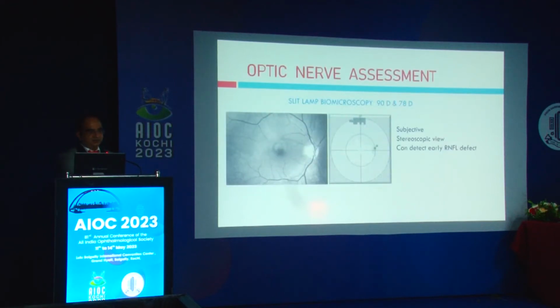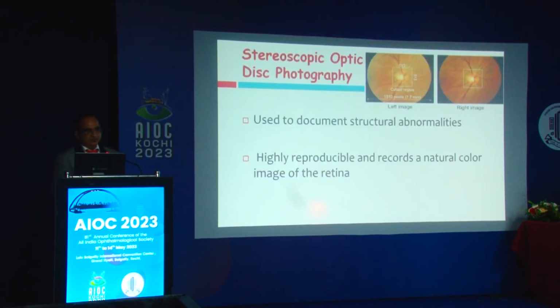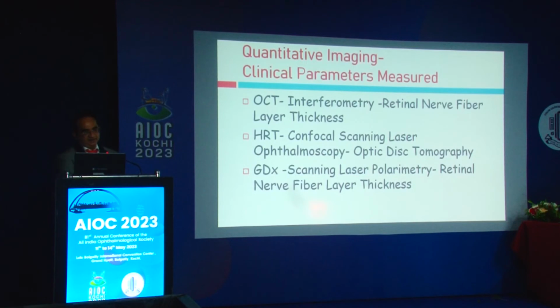Next comes optic nerve assessment. We can do it with a slit lamp with the help of a 90D or 78 diopter lens, and it will give a good stereoscopic view and can detect early RNFL defects. You can take photography also by stereoscopic methods. It is used to document structural abnormalities, and it is highly reproducible and records the natural color image of the retina. Next is quantitative imaging.